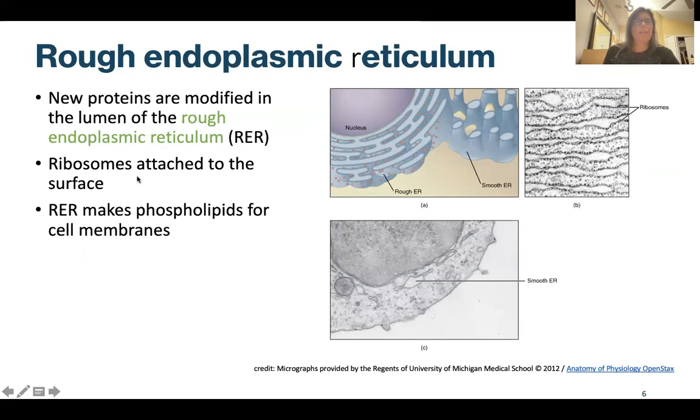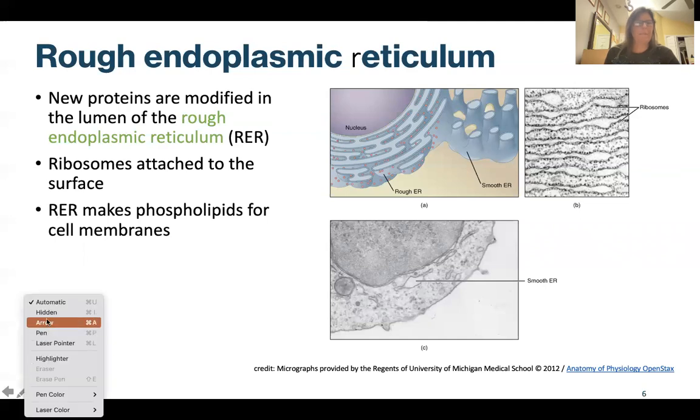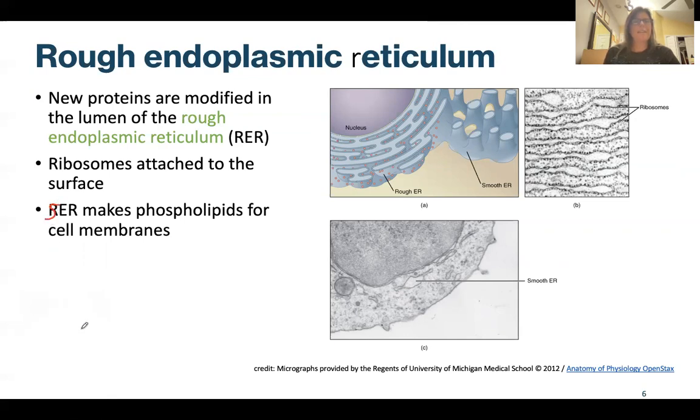Right. So we also know that the rough endoplasmic reticulum makes phospholipids. And actually, that is not correct. That is a mistake there. The smooth, so you guys might want to check that. That should be the SER. The SER makes phospholipids for cell membranes. Okay. And that's going to be here, the smooth endoplasmic reticulum. All right.